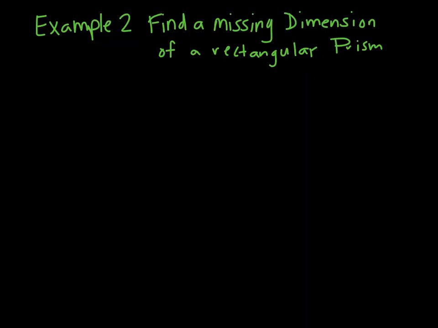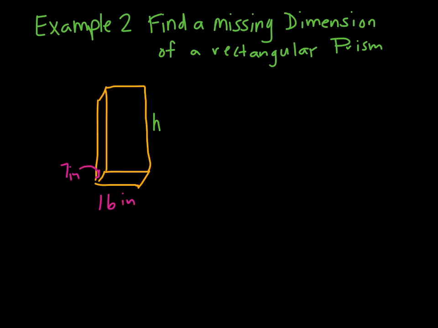Example 2 we're going to do is find a missing dimension of a rectangular prism. Okay, so now I have a figure, this rectangular prism, where I have a value that I don't know. So I have to figure out what h is. And now we're moving into the algebra portion of it again and solving for an unknown. So let's start with setting it up just the way we always would.